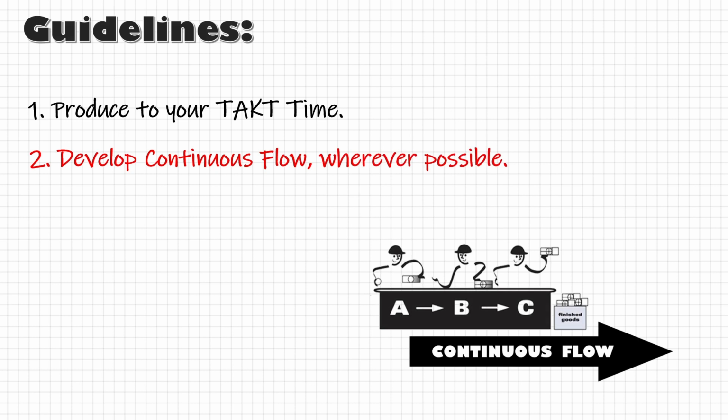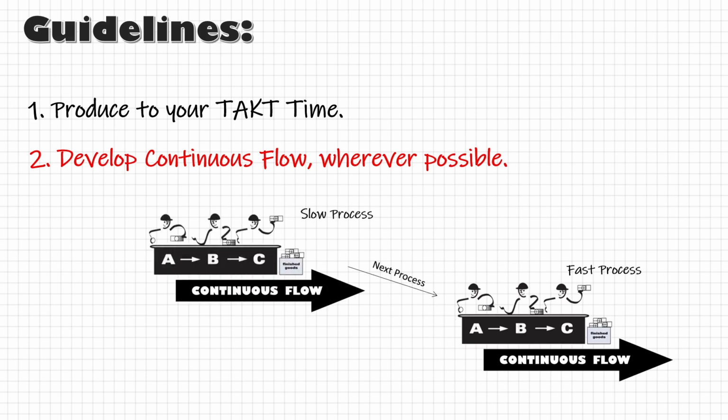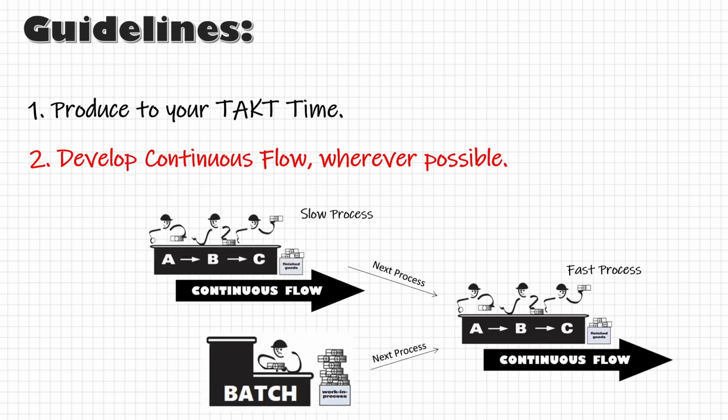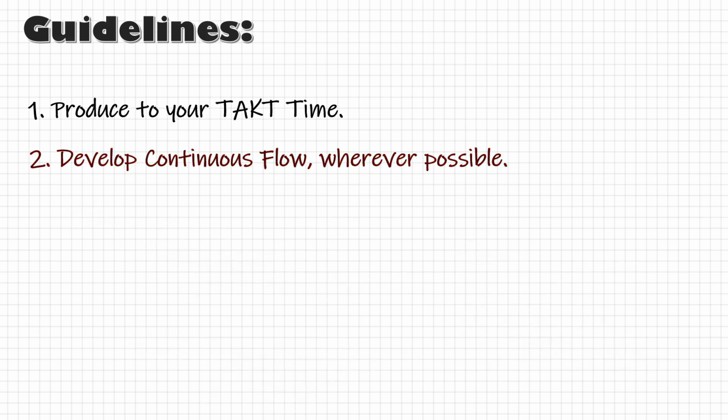But it is not always possible to achieve a continuous flow due to the process nature. Some processes are designed to be very fast, some are extremely slow, or are based on batch production. And that's the reason we have to send different production schedules to individual process sections, resulting in a push type of production. But there is a better way.